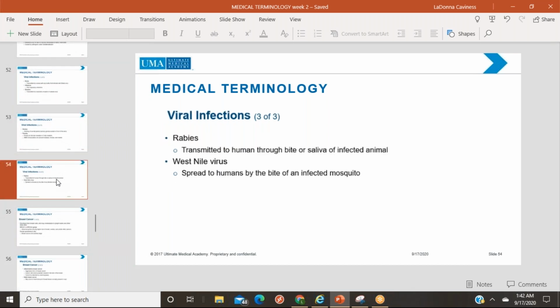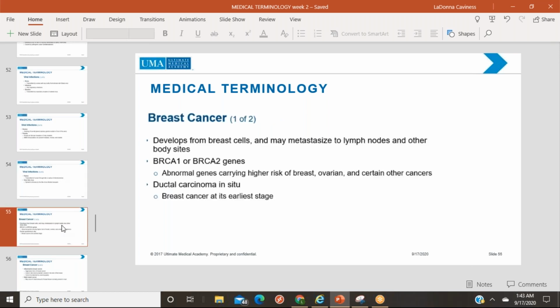Viral infections: rabies, transmitted to humans by bites or saliva of an infected animal. West Nile virus can be spread to humans by the bite of an infected mosquito. Breast cancer develops from the breast cells and may metastasize to lymph nodes and other body sites. BRCA1 or BRCA2 genes, abnormal genes carrying a higher risk of breast, ovarian, and certain other cancers.